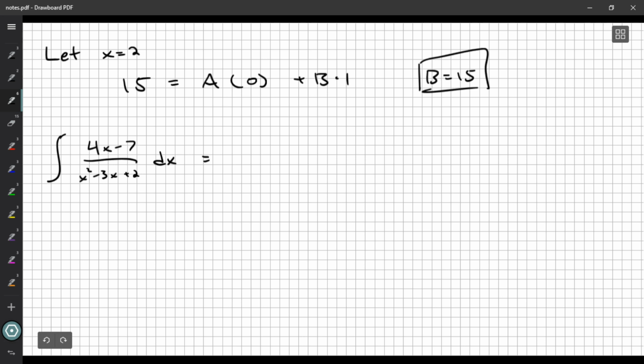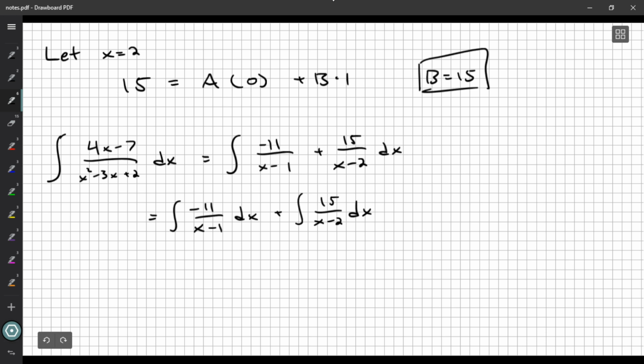Okay, the way this works is we now rewrite this as negative 11 over x minus 1 plus 15 over x minus 2. And we can split these up. And these are a little easier to integrate, especially if we take out the constants. x minus 1 has a derivative of 1, and x minus 2 also has a derivative of 1. Both of those happen to be the numerators now.